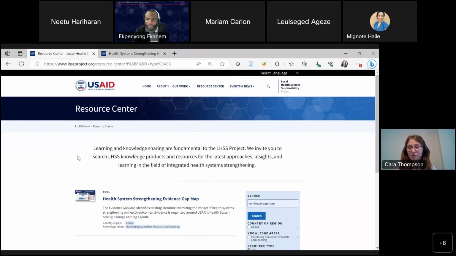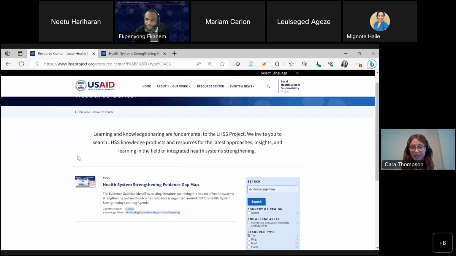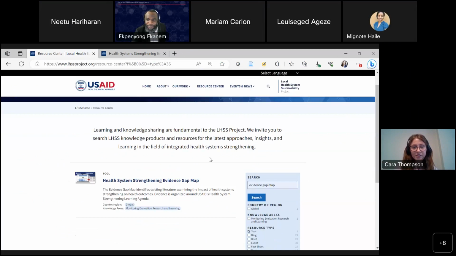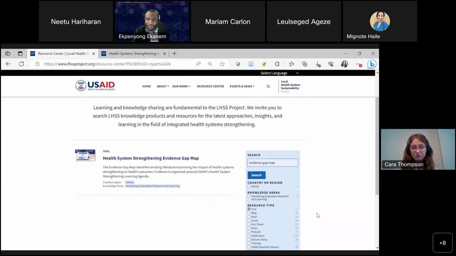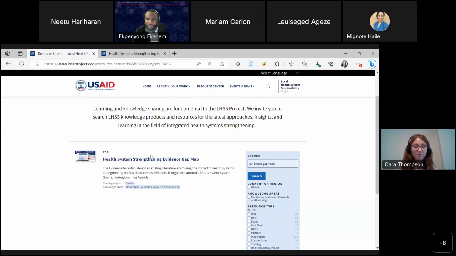So someone from our team will also share a direct link to the tool, but I also wanted to give a brief demonstration of how to access it. So this lives on the LHSS website under the Resource Center. When you get to this page, you can either type Evidence Gap Map into the search bar or select the tool option here, and it should be the first option that pops up.